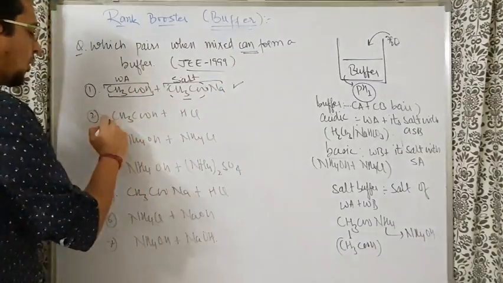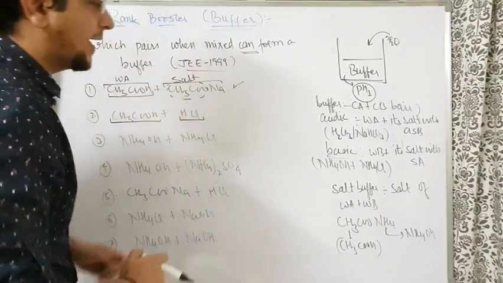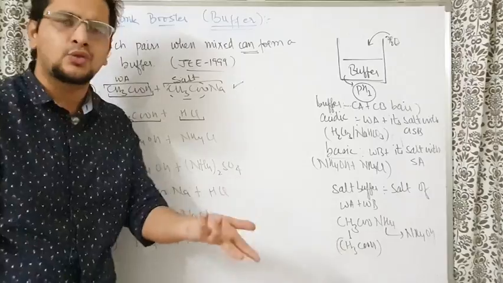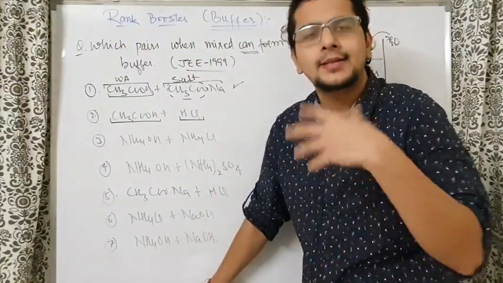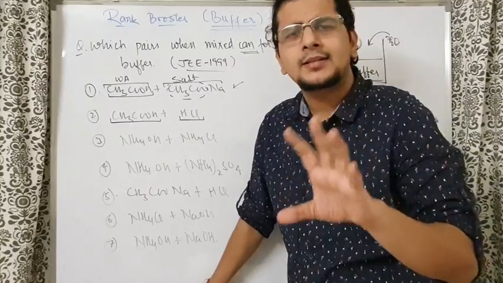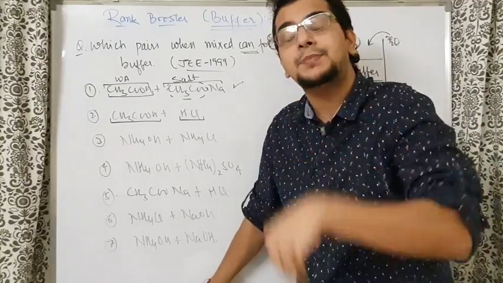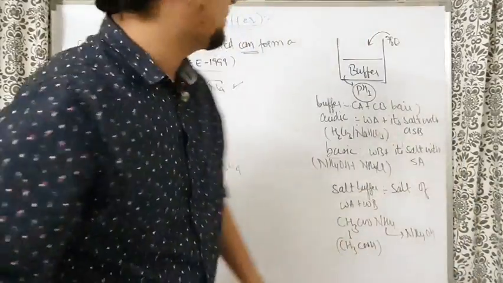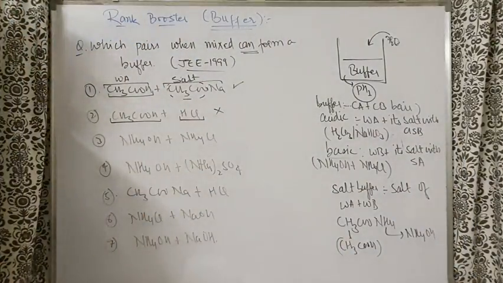CH3COOH and HCl. Now it's a combination of an acid and an acid, and no buffer can be made by a strong acid. Strong acids do not form a buffer. If you have an ion of a strong acid, like Cl minus is there, so Cl minus is the conjugate base of HCl. I'm not talking about that, but if HCl itself is present in the solution, don't expect that a buffer will be formed. A strong acid and strong base should not be there in the solution to form a buffer.